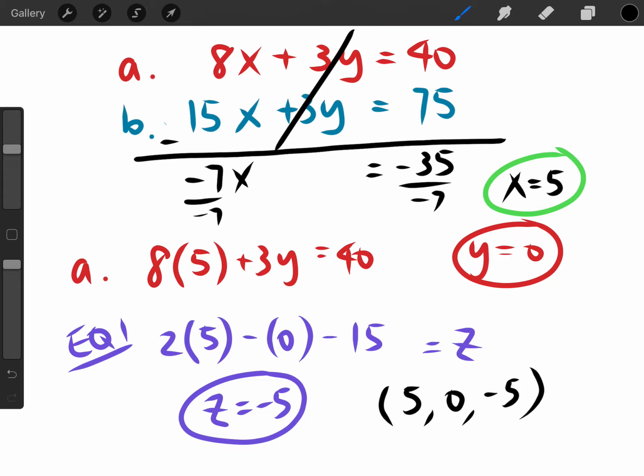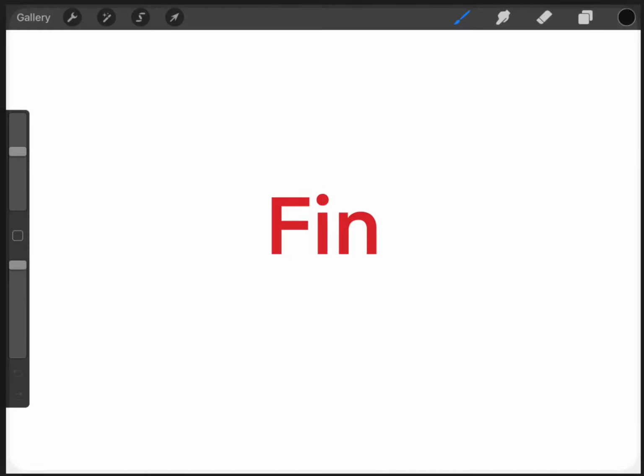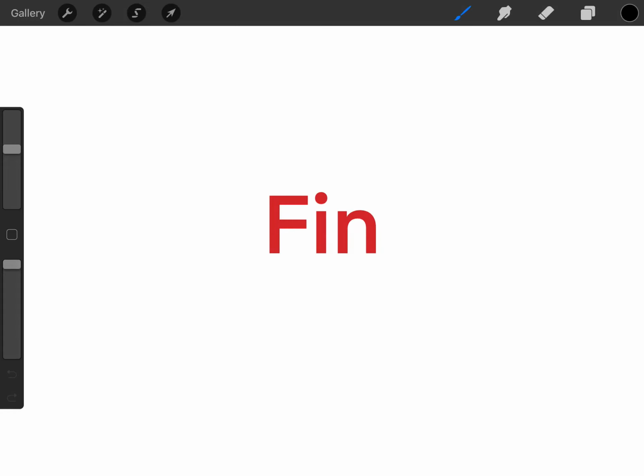Okay, and that's it for chapter 1.4b, solving by the method called substitution. All right, good luck.